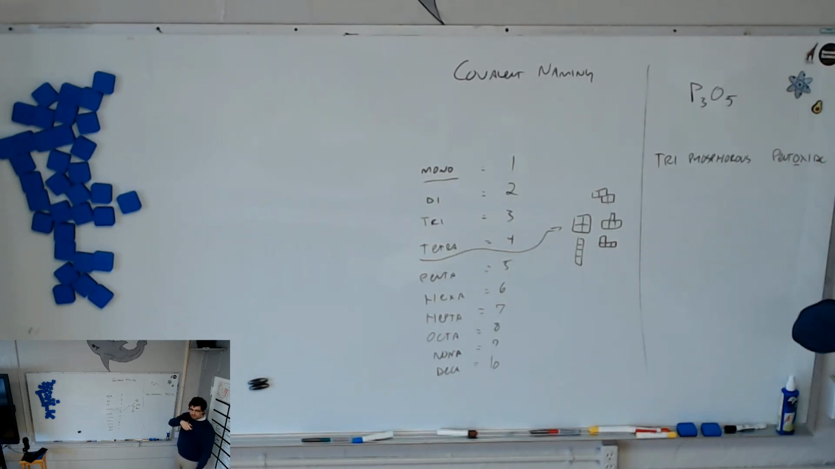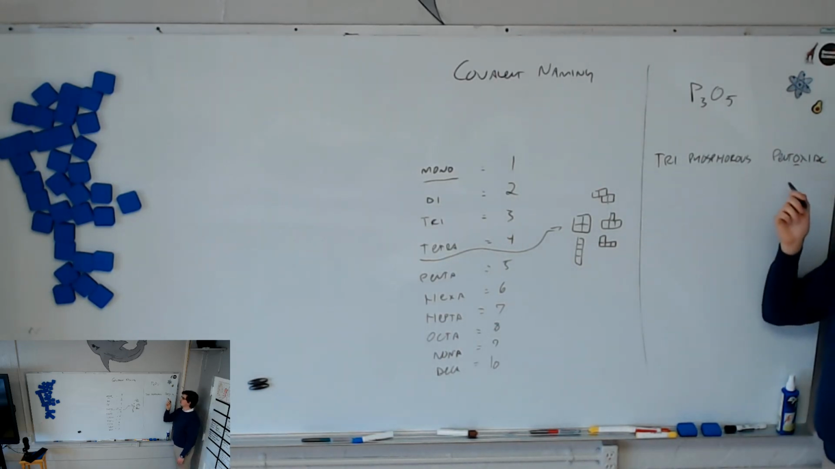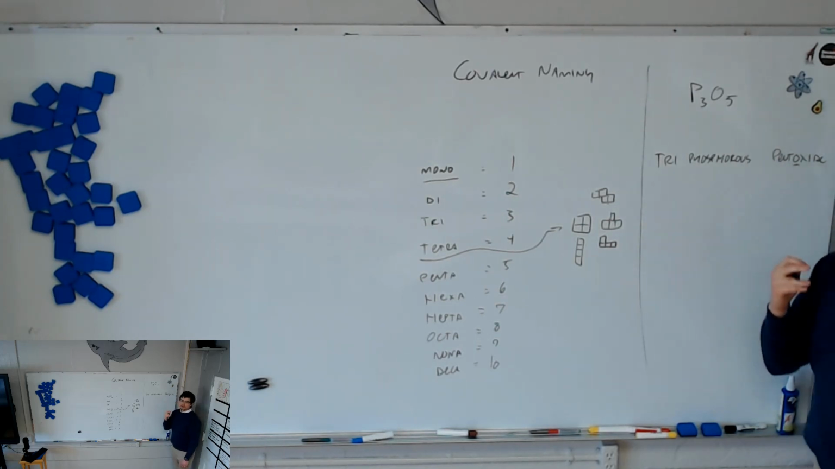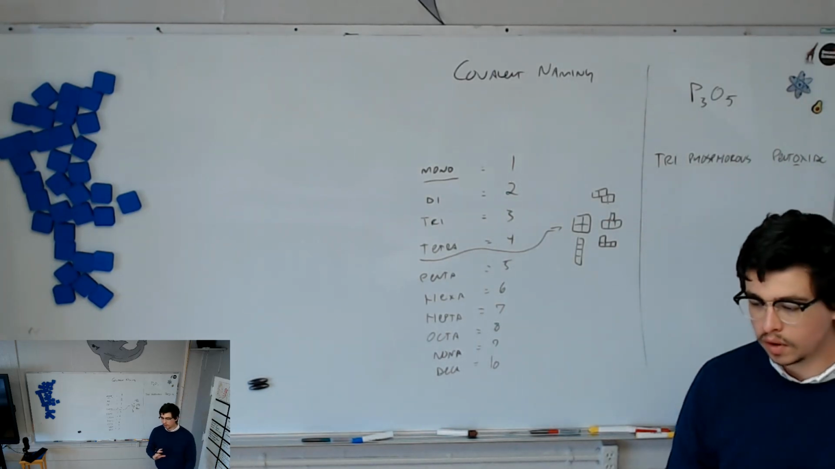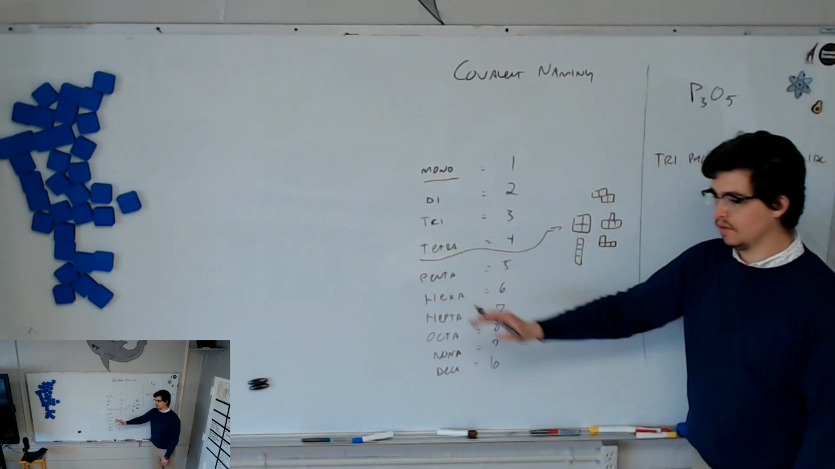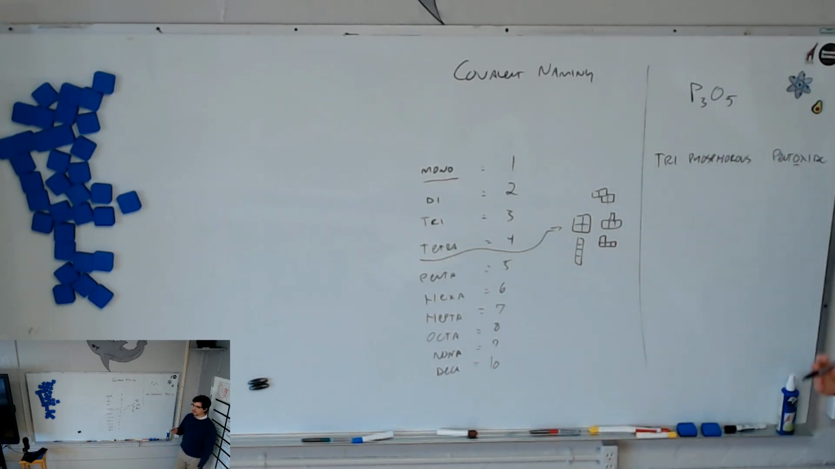Please write down the example. If the word that we're going to put with our prefix begins with a vowel, we remove the vowel from the ending of the prefix. So instead of being pentaoxide, it's pentoxide. Triphosphorus pentoxide.